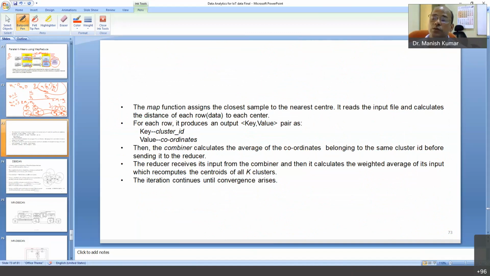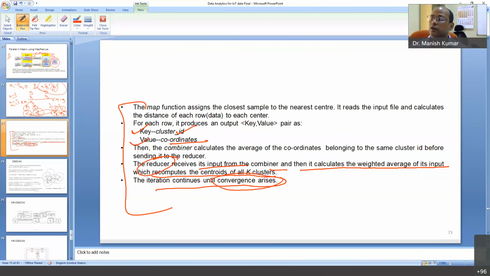So simple implementations, what we have to send, the same thing is there. That key will be cluster ID, values will be coordinates, which A and B you are talking about, and simple. And then you can see that the reducer receives the input from the combiner and then it calculates the weighted average of its input, which computes the centroids of all key clusters. So this is the work of the reducers. And then iteration continues until the convergence arises. So this way, k-means could be executed in MapReduce framework.